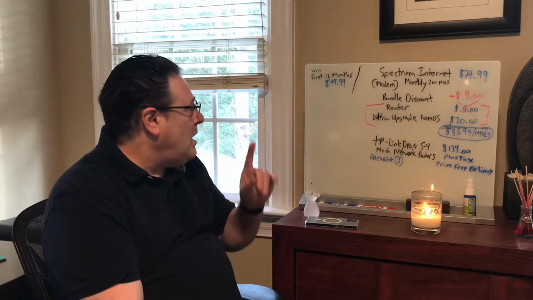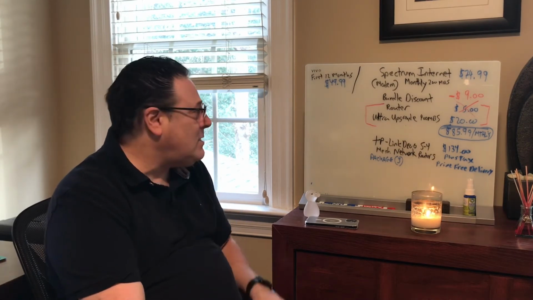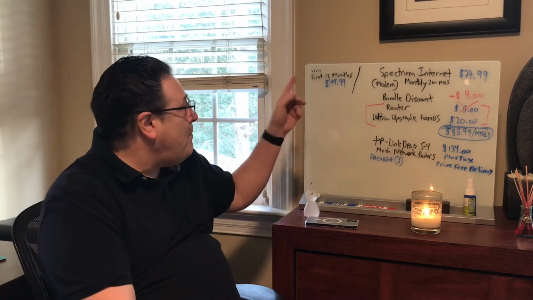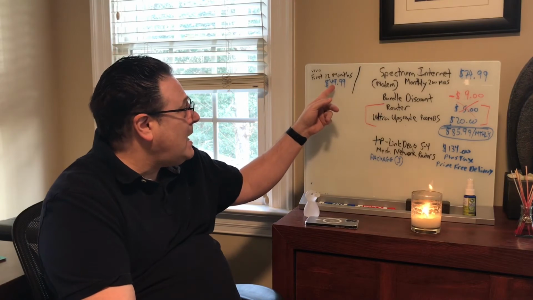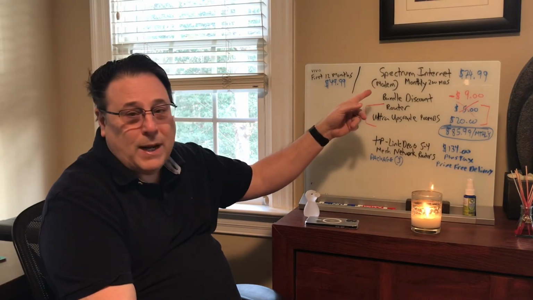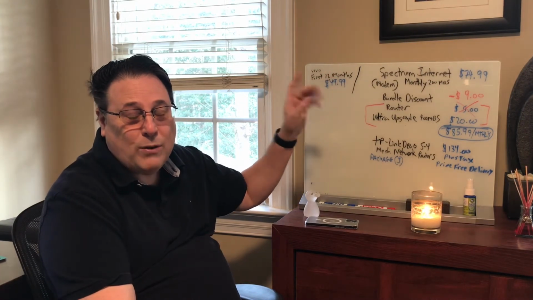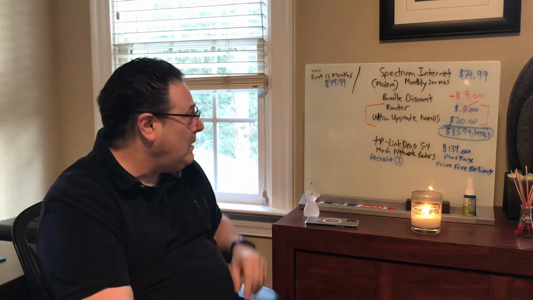So I'm going to walk you through my past and current internet situation. I have Spectrum cable, TV, and internet in my house. When I originally signed up for the internet package, I paid $49.99 for the first 12 months for 200 megabits per second, which was a modem/router built into one piece of equipment.